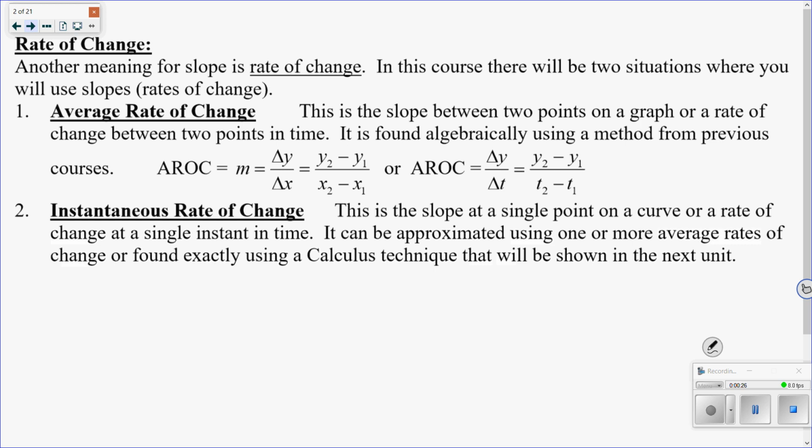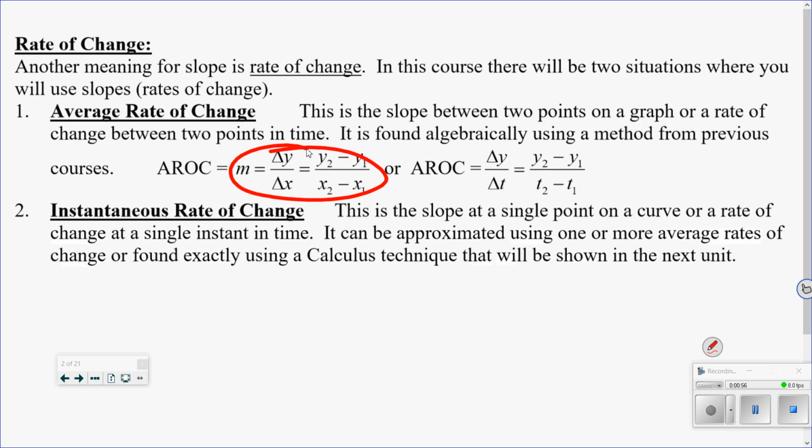So it says another meaning for slope is rate of change. In this course, there'll be two situations where you use slopes. The first one is average rate of change. So this is the slope between 2 points on a graph, or the rate of change between 2 points in time. It's found algebraically using the method from previous courses, right? This is just a slope formula. That's it. Average rate of change is the same as finding the slope between 2 points.